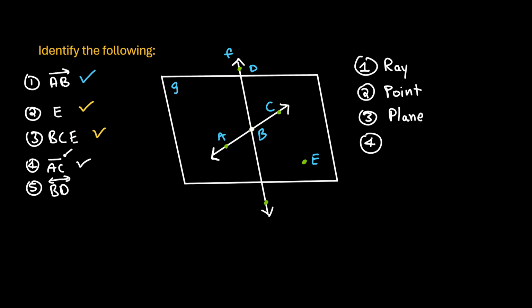Now, number 4. What is number 4? As you can see, this here is not a line. This little notation up here represents a segment. So let's find A and C. It's not a line because the notation over here represents a segment. So our answer is segment. Number 5, as you can see this notation here, that is a line. So let's find B and let's find D. And because of this notation, we know it's a line.